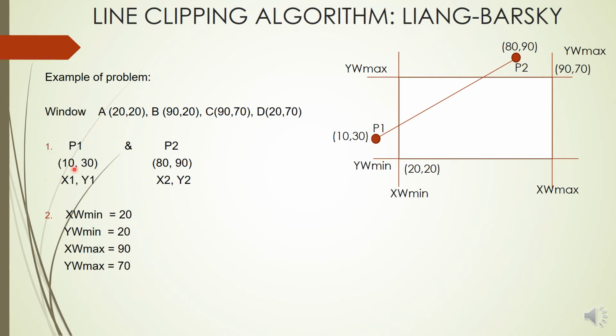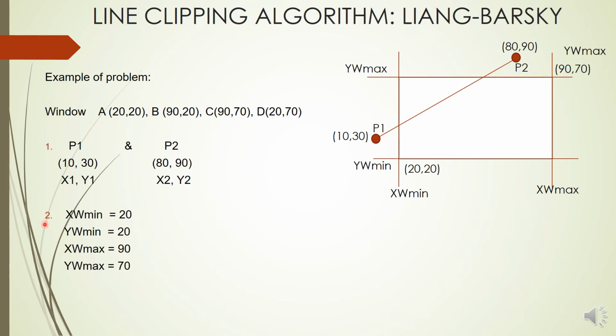So first, the P1 coordinate is 10, 30, and this is representing X1 and Y1. X1 is equal to 10, Y1 is equal to 30. And then read the coordinate of P2. From this figure, P2 is 80 and 90, which is representing X2 and Y2. X2 equal to 80 and Y2 is 90. So this is the first step. We go to the second step.